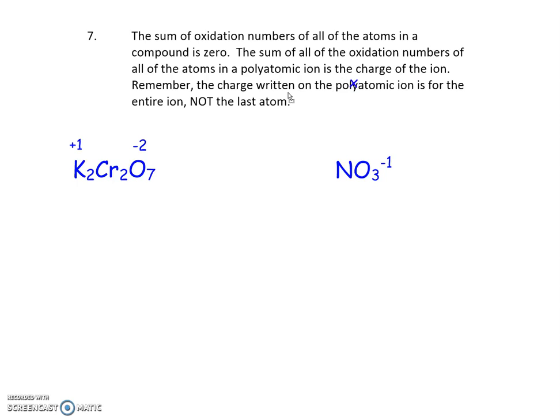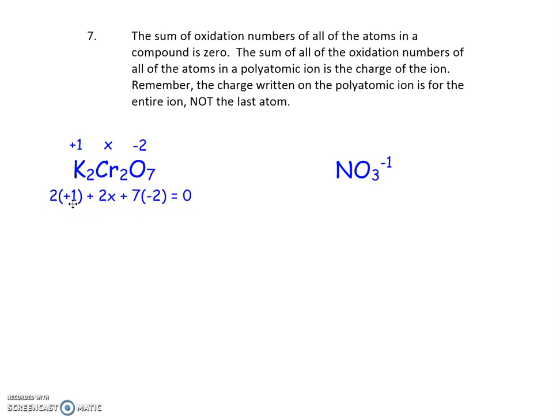Chromium, however, does not have a rule. We do not know what the oxidation number is for chromium, so we're going to have to figure it out. The oxidation numbers of all of the atoms in a compound add up to 0. So if I add up 2 potassiums and 2 chromiums and 7 oxygens, they have to add up to 0.